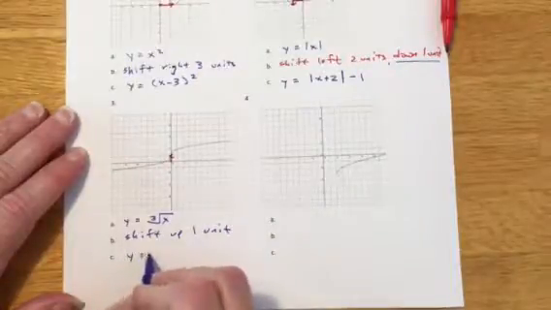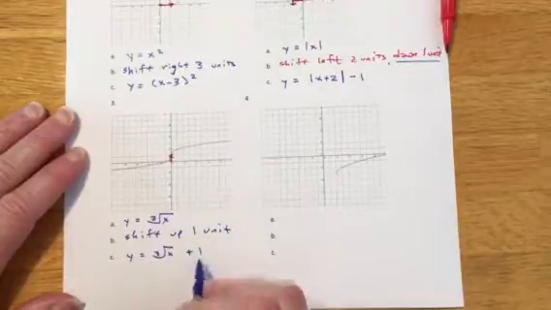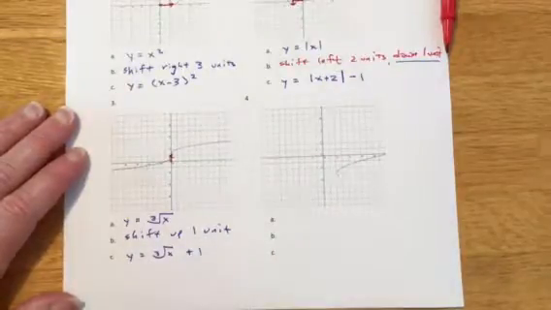Well, again, that means I'm going to take my cube root function. I don't do anything before it, but after it, I go up 1, so plus 1.